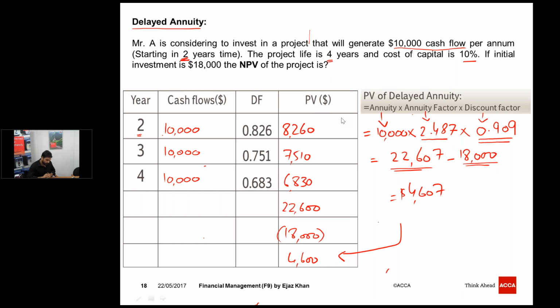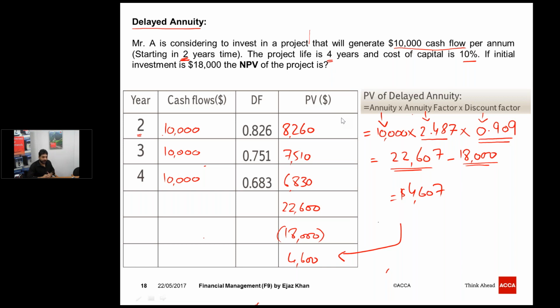If we have 2 years delay, we'll take the discount factor of year 2. And if it starts from year 3, your question is not complete. Actually, you have to tell me the project life as well, because without project life, we can't pick the right annuity factor, because how many number of cash flows we are going to get, it depends on the project life.